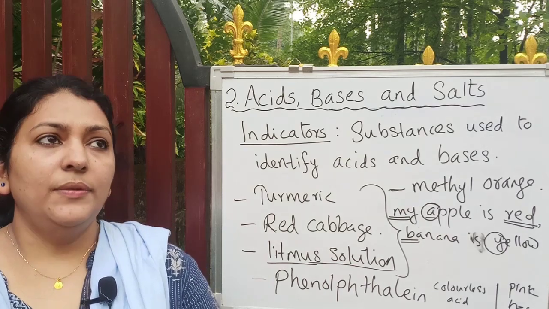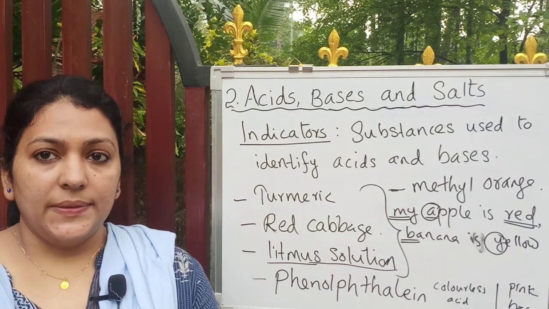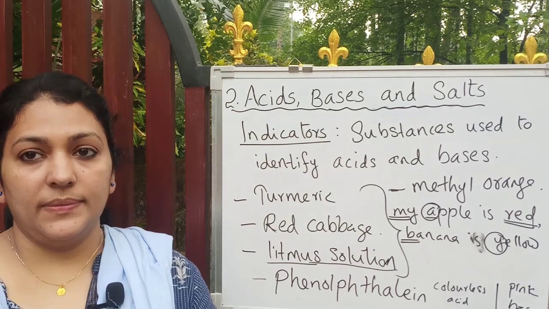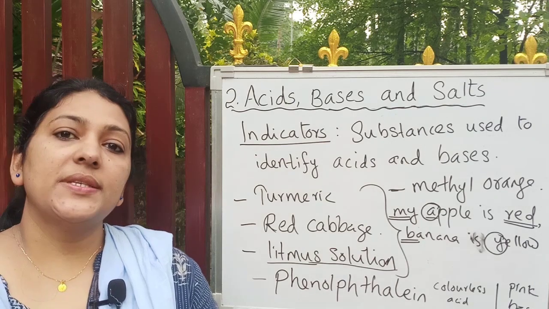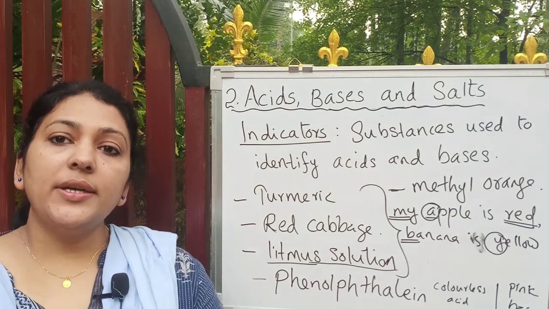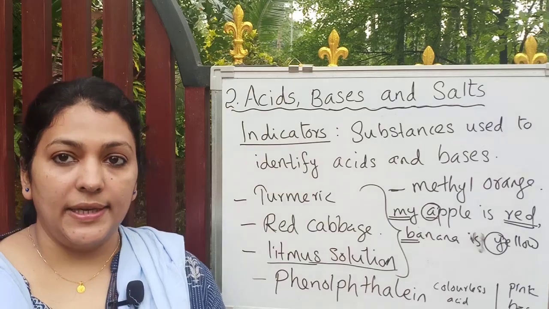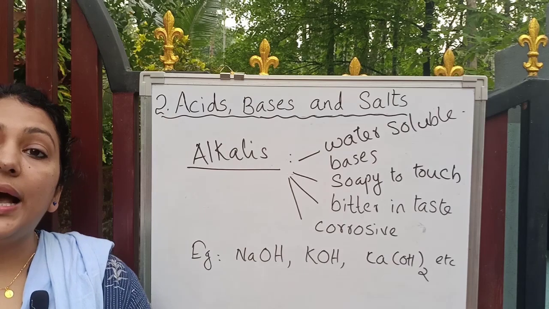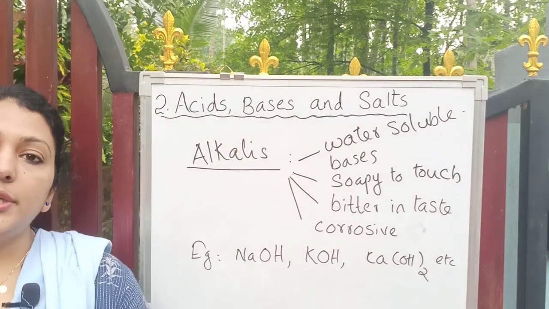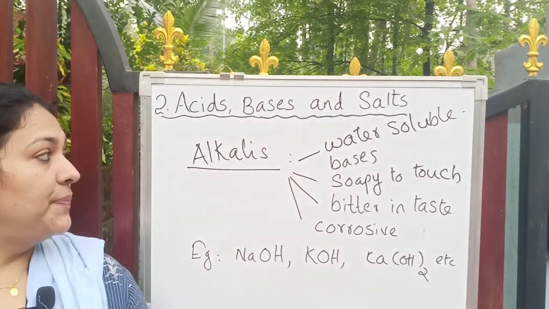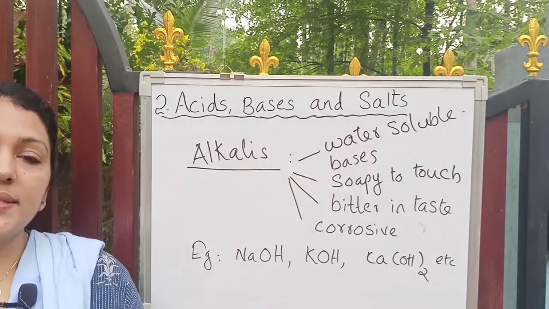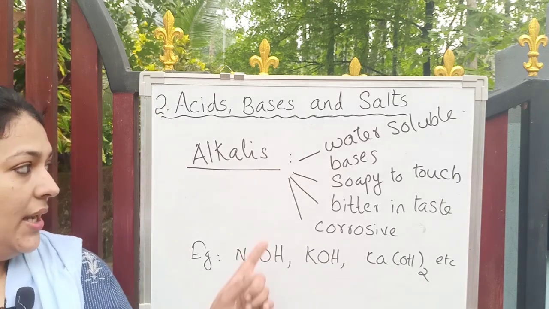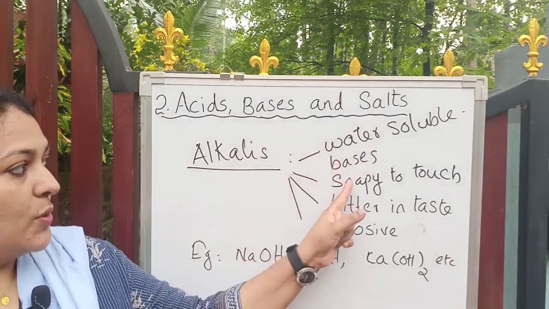You know that all bases do not dissolve in water. Only a few bases will dissolve in water. Water soluble bases are called alkalis. I have written the characteristics of alkalis on the board. I told you water soluble bases are called alkalis. I mean, if a base is soluble in water, then it is called by a particular name, alkali. So they are water soluble bases.